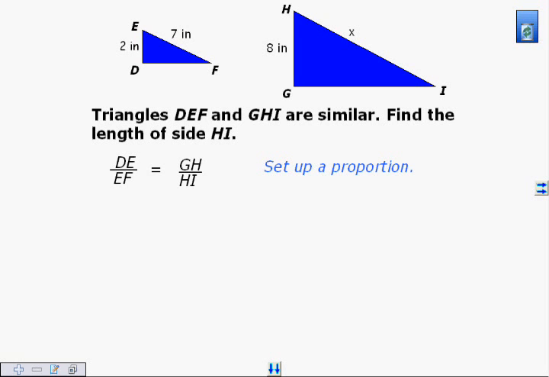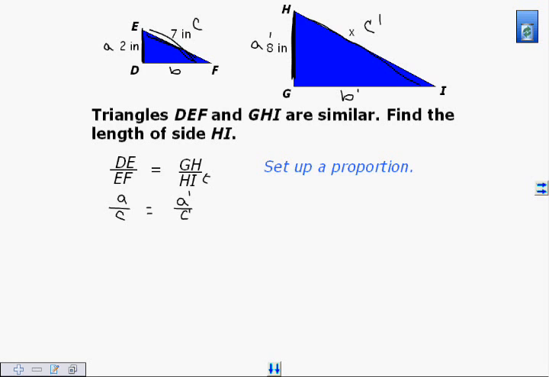So first I set up my proportion. DE corresponds with GH, so I set those as the numerators. EF, the hypotenuses, and HI, those correspond with one another. One way that some students like to do it, especially with triangles, Pythagorean Theorem, so you could always label these sides A, B, and C, and instead of writing out the length like this, you could just say A over C, A over C. It's completely up to you.